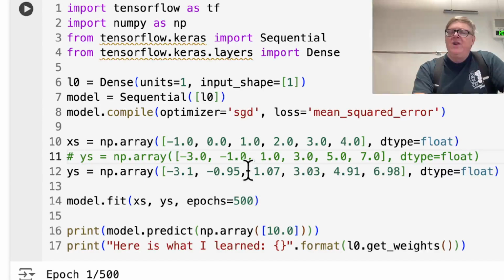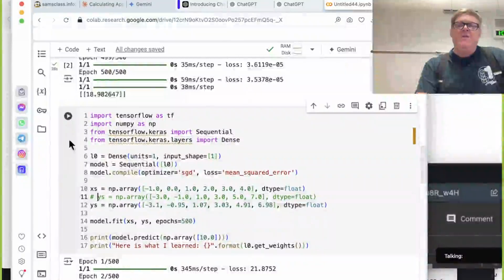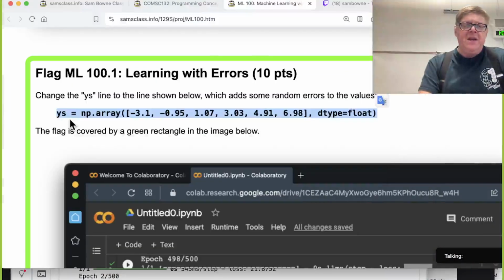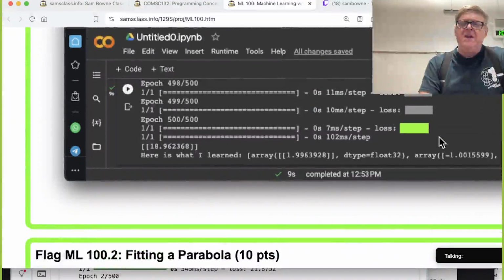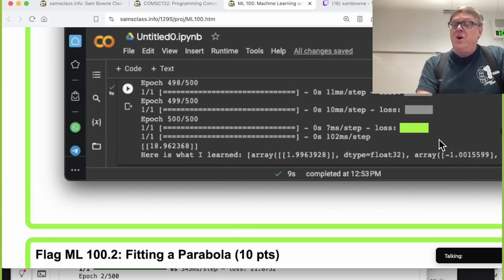3 goes to 3.1, 1 goes to 0.95, and so on. I just added some random noise to it, so it'll be a little bit harder for it to fit. And when you run that one, see how much the loss gets down, and that'll be your flag. The loss won't get as small.